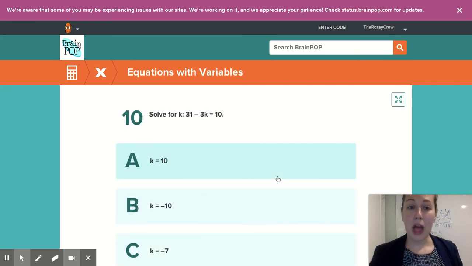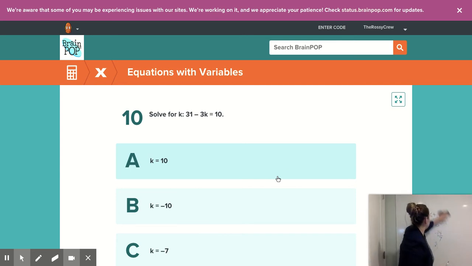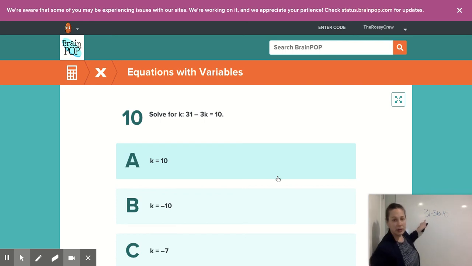All right, number 10, 31 minus 3k equals 10. Okay, so here we have the 31 that's not connected to any variable. So we're going to go ahead and work with this 31. We're going to subtract it from this side, and this is going to cancel out. 31 minus 31 is going to give you 0, right? Drop down. This is negative 3k, right?